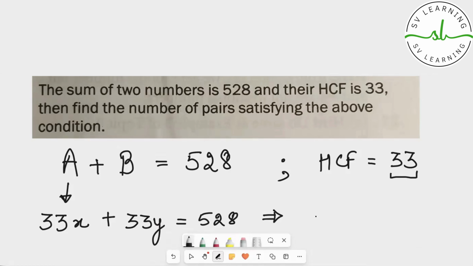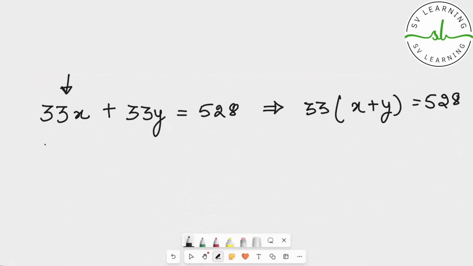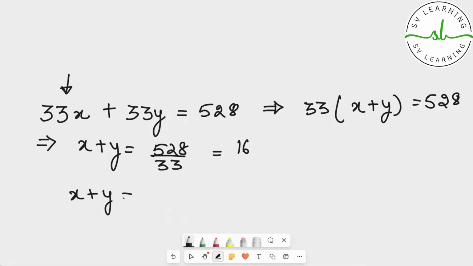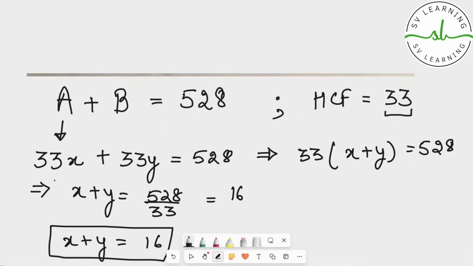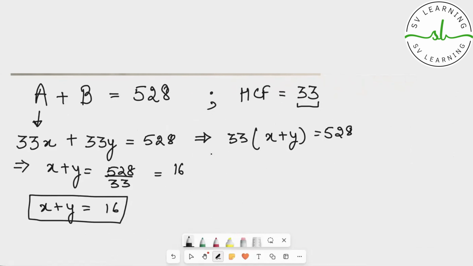So we get a linear equation here. If I take 33 common, 33 into (x plus y) is equal to 528, which means that x plus y is equal to 528 by 33, which is 16. So we have a situation wherein x plus y is equal to 16. Now remember here that these are not the numbers. x and y are just the factors with which 33 is getting multiplied. So we don't have any clear clue on what x and y are.